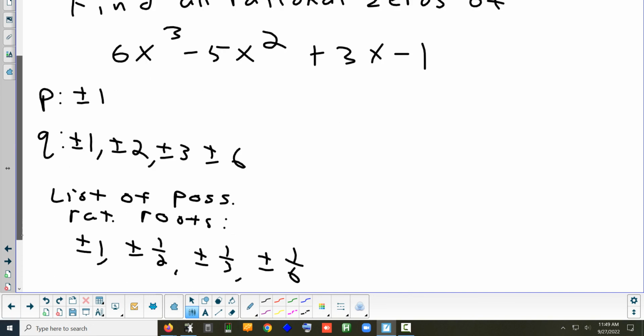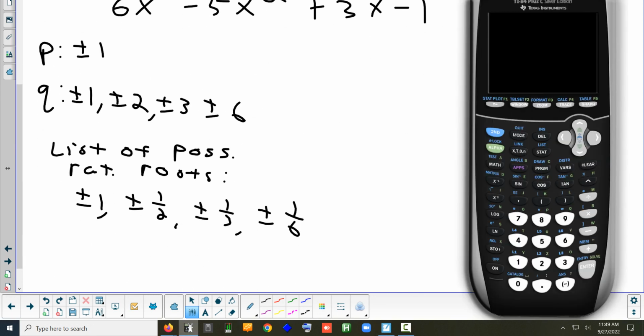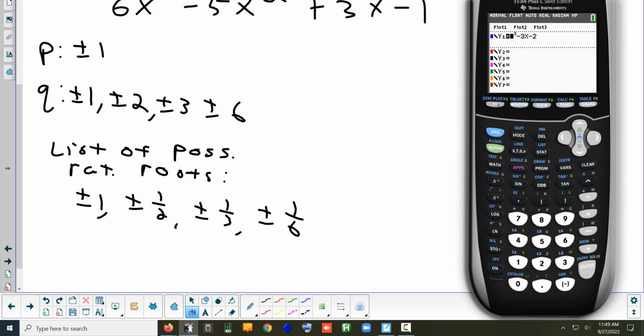Any question on those possibilities? Okay, let's use the calculator and see what it is. 6x cubed minus 5x squared plus 3x minus 1. And we only need to look between negative 1 and 1. Our answers are going to be in there. The standard window is way more than you need, but it's okay.